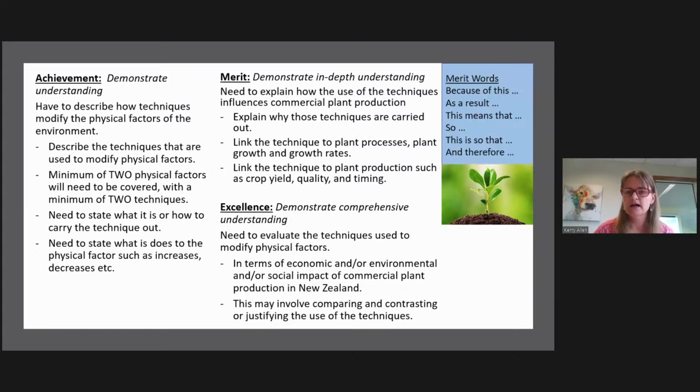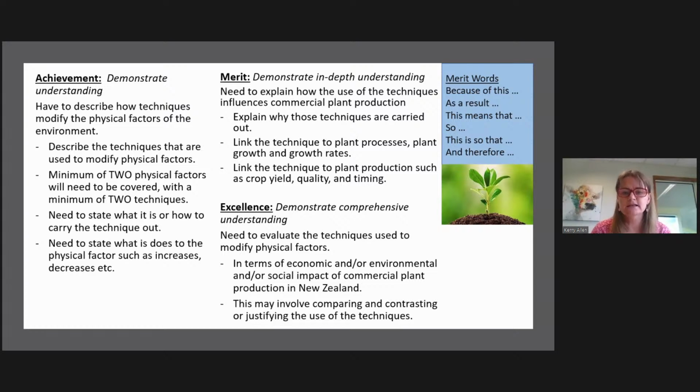Moving into merit, and a little box should come up the side here. This is where you're demonstrating in-depth understanding. So you're explaining why those techniques are carried out. So you need to link those to plant processes, and we'll cover those. Those are things such as photosynthesis, respiration, transpiration, germination, ripening, etc. So you need to link to those, link to plant growth, so how the plant is growing, but also looking at growth rate. So is it increasing, is it decreasing? So here you would be starting to say, we carry out this technique because of this, or as a result of this, photosynthesis will increase. Or decrease. Okay, so you're trying to use those linking words so that you're linking what you talked about for the achieved part, moving it into why it is carried out.